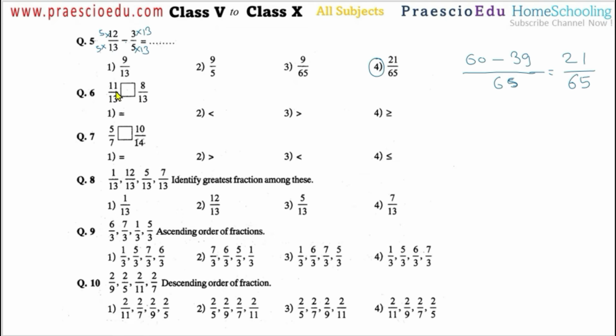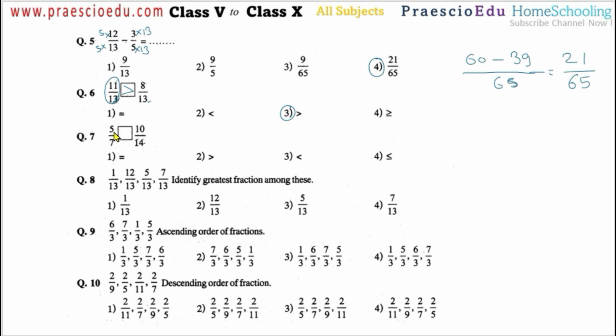Now question number 6, 11 upon 13, a box, then 8 upon 13. We have to choose the proper sign. Here the denominator is the same, so we compare on the basis of the numerator only. If the numerator is greater, that fraction is greater. So this fraction is greater than the other, which means the sign is greater than, option number 3.